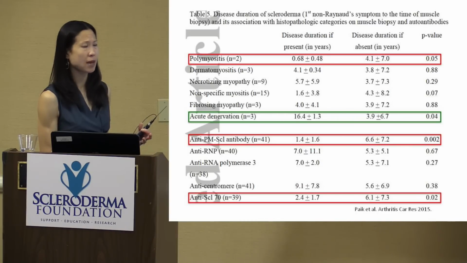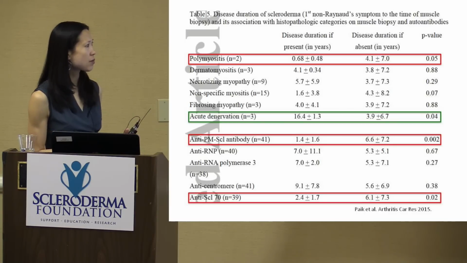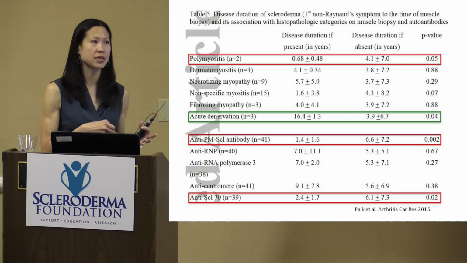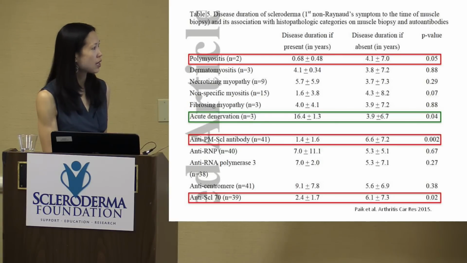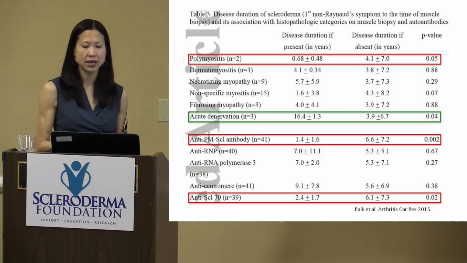disease came upon them. In terms of association with antibodies, the anti-PMSCL antibody and the anti-SCL antibody were associated with having a shorter disease duration between when your scleroderma started and when you developed muscle disease. So about 1.5 years for PMSCL and 2.5 years for the anti-SCL70 antibody.